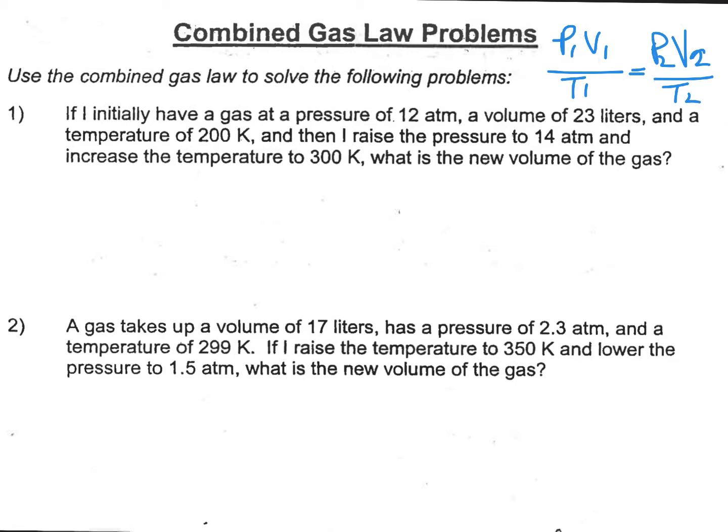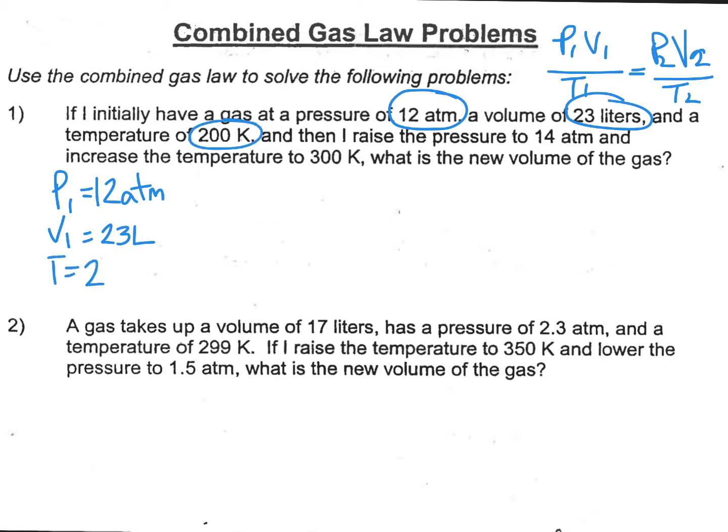So number 1 says if I initially have a gas at a pressure of 12 atmospheres, so my starting pressure is 12 atm, and it's a volume of 23 liters, so my starting volume is 23 liters, and a temperature of 200 Kelvin. Good, my temperature is already in Kelvin, so that's perfect, I don't have to convert that. So I have my P1, V1, and T1.